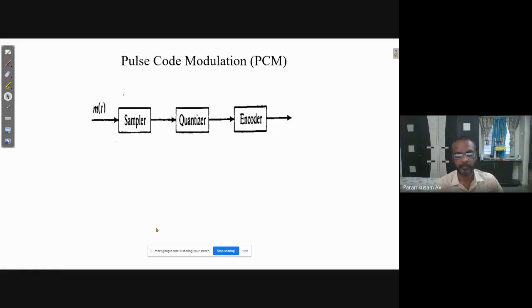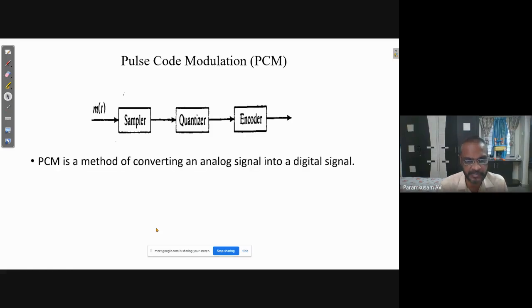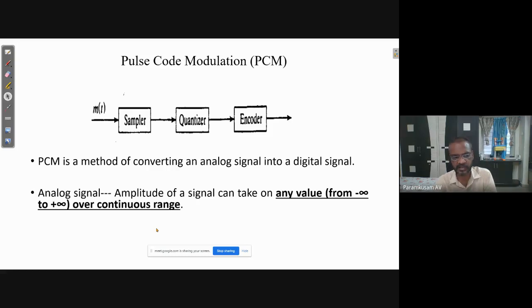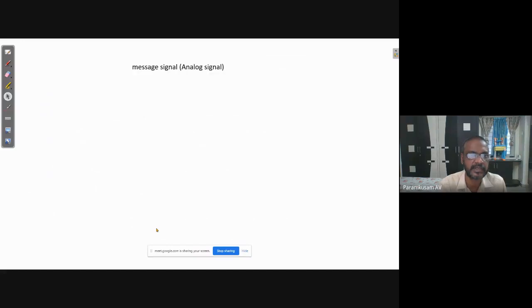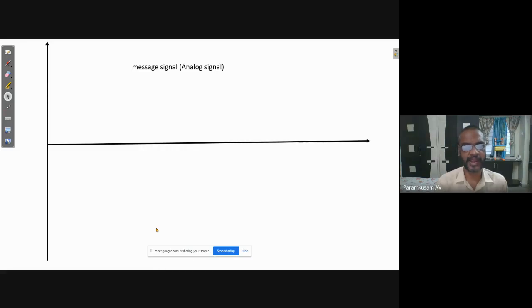So a pulse code modulation will consist of a sampler, quantizer, and encoder. PCM is a method of converting an analog signal into a digital signal, that we have discussed already. What is an analog signal? What is a digital signal? Suppose I take the message signal, an analog signal, like this. The y-axis is m of t, that is the message signal. The x-axis is t, and the y-axis has some amplitudes.